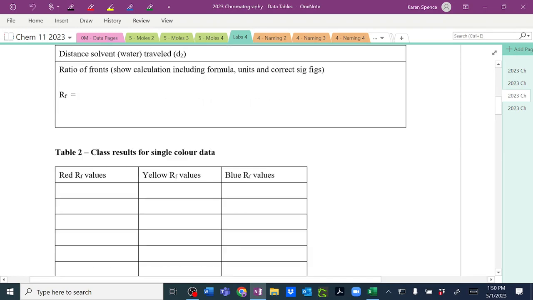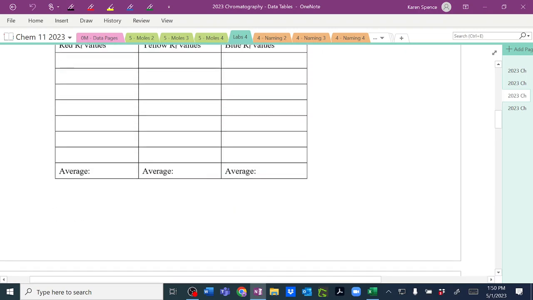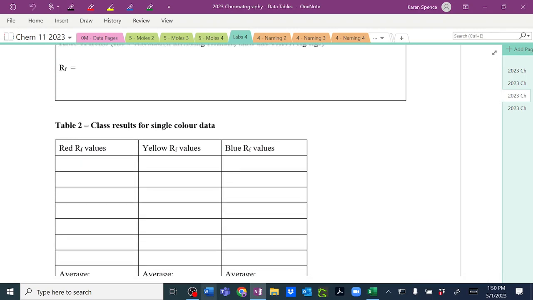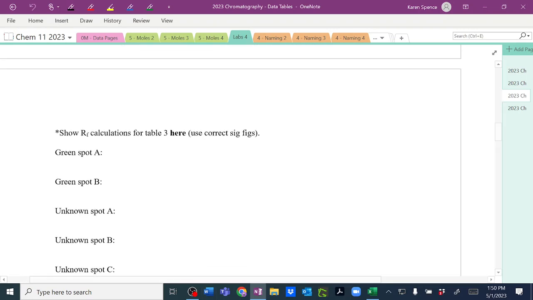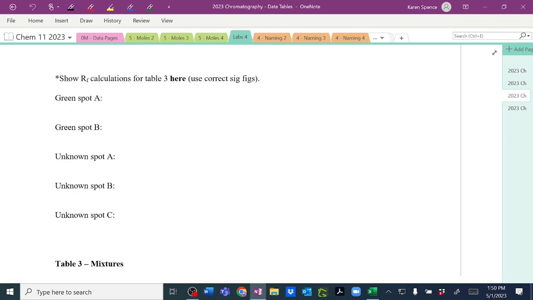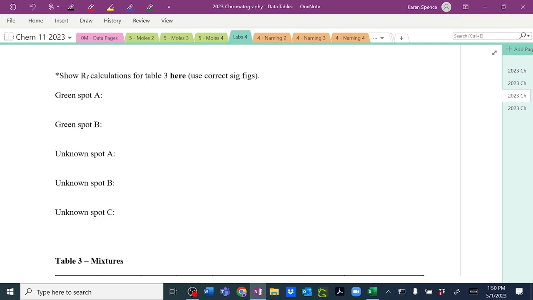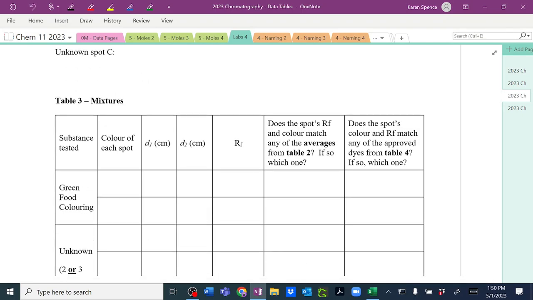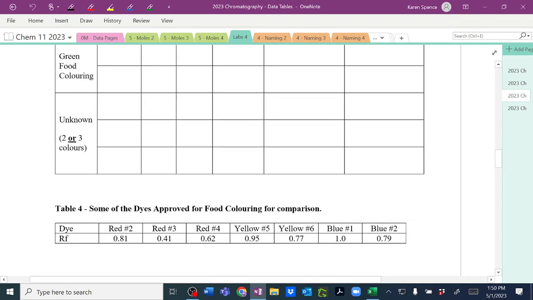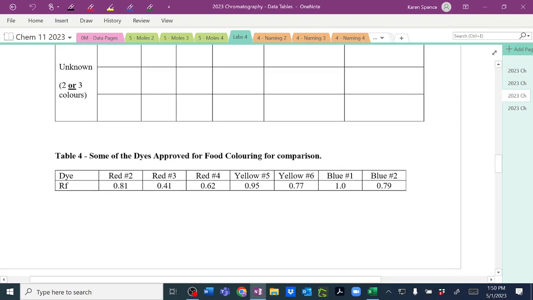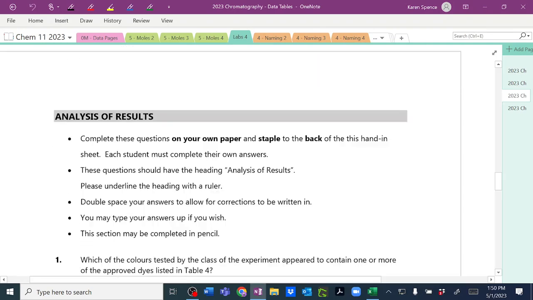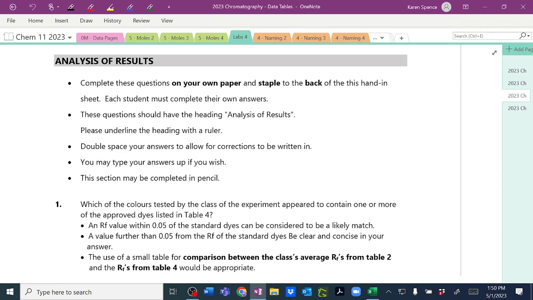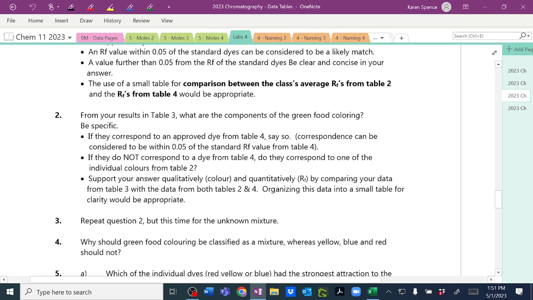Obviously, you need to fill in this part. Now, where do you get the results for table 2? On Teams. Excellent. Show your RF calculations for table 3 here. You'll have this. There's some approved dyes for comparison. And then analysis of results, you're going to answer all of those questions.